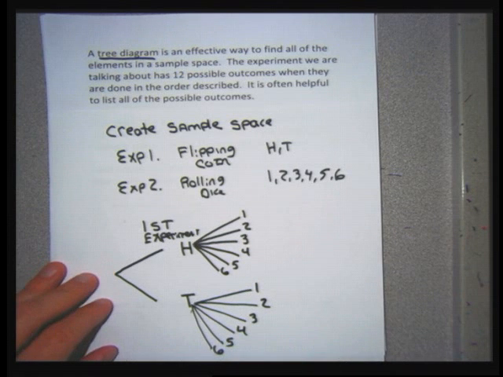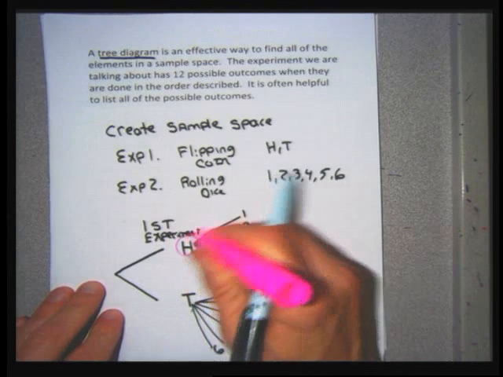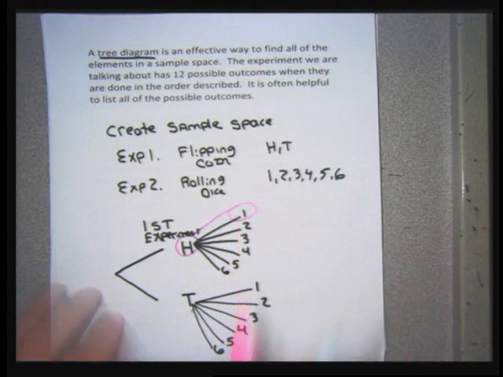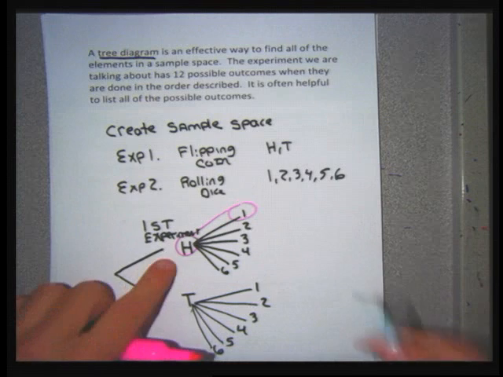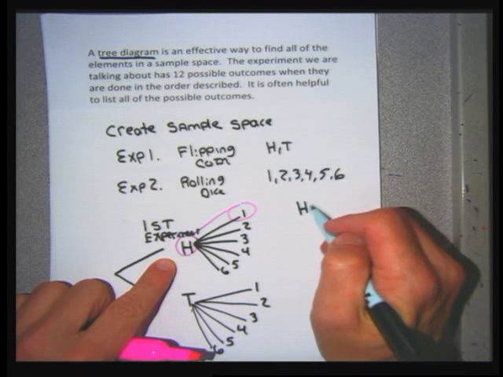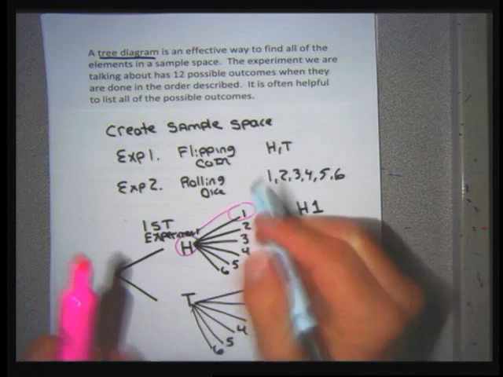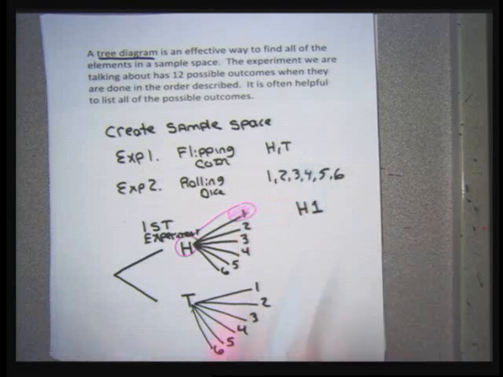Alright, now I'm going to try to get a sample space from this diagram by following each path that's described. The first path that I've just circled is getting a head by flipping the coin and getting a 1 by rolling my dice. I'm done with this 1. I'm going to cross it out. I'm not going to use it anymore.